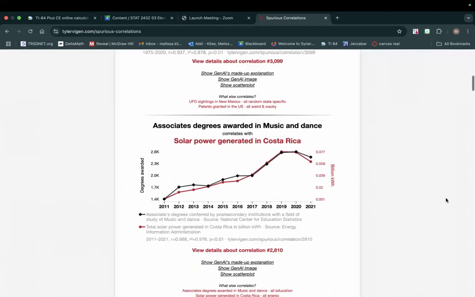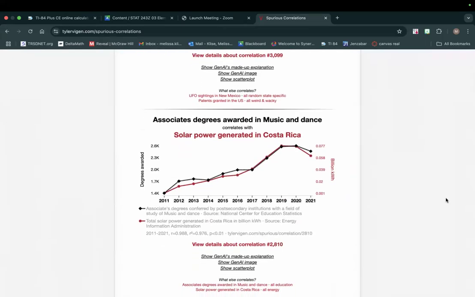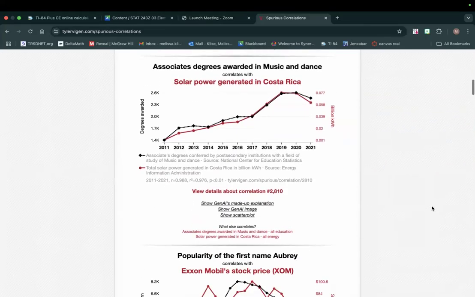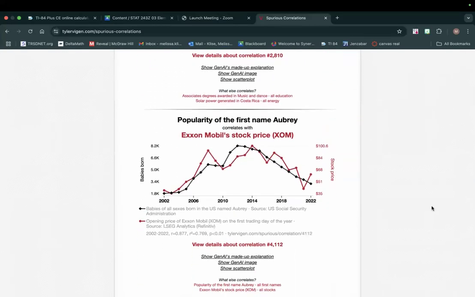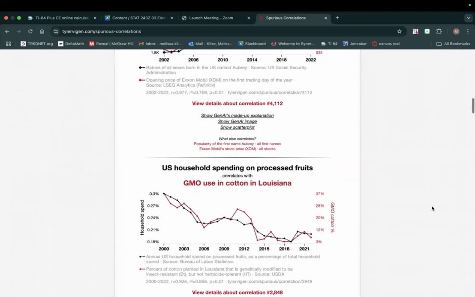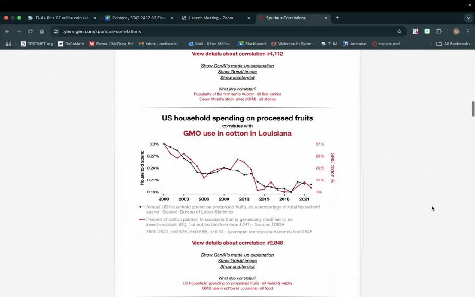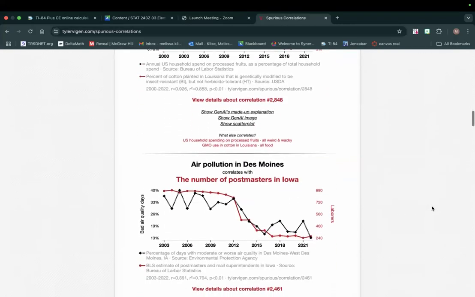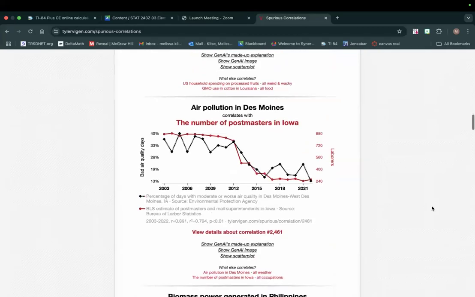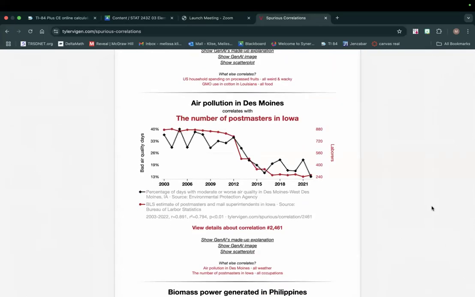Here we go. Associate degrees awarded in music and dance correlates with solar power generated in Costa Rica. 0.988. First name Aubrey and Exxon Mobil stock prices. That's a pretty good one. U.S. household spending on processed fruits correlates with GMO use in cotton in Louisiana. That's 0.926. Air pollution in Des Moines and number of postmasters in Iowa. This one's 0.891, still pretty strong though.